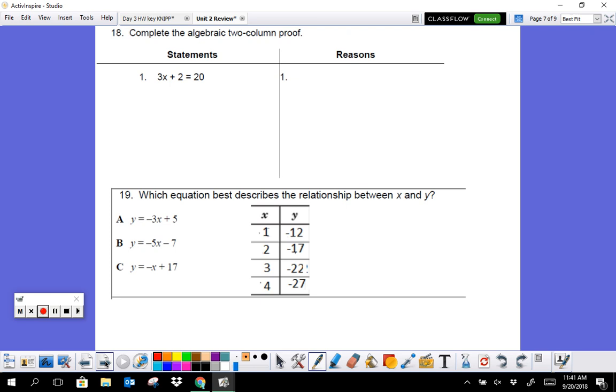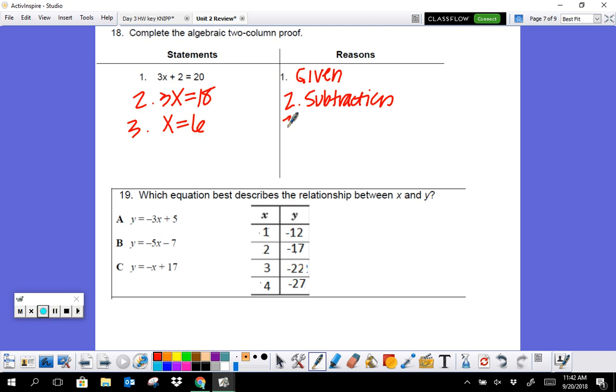Number 18, we're going to complete this proof. So it says 3x plus 2 equals 20. That's a given. Now I need to start working this out. So if I were to start working this out, I would subtract 2. That would get me 3x equals 18. And I did that by subtraction. The next thing I would do is divide by 3, and that would get me x equals 6. And I did that by division.